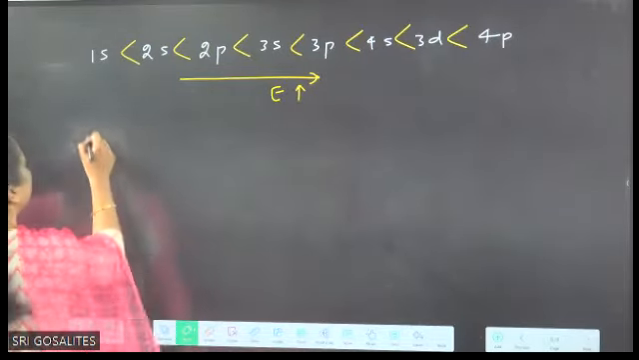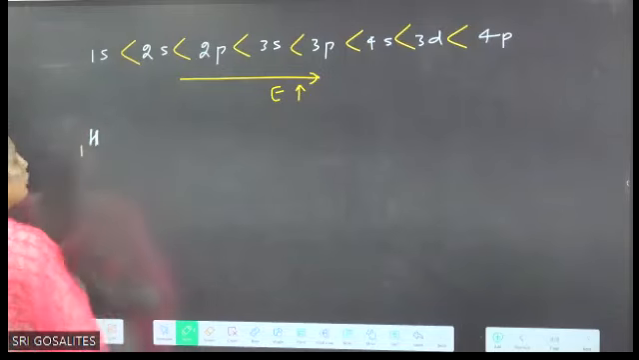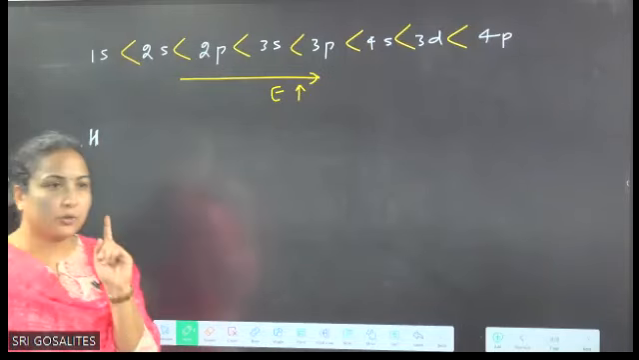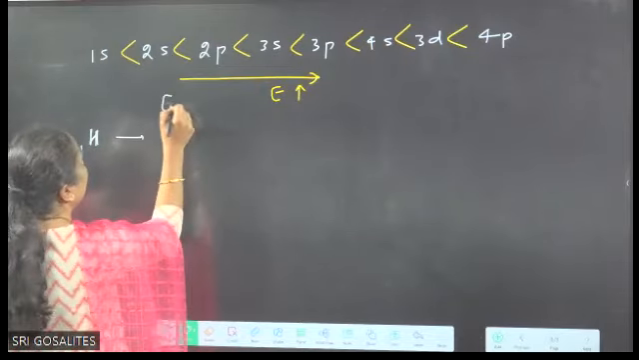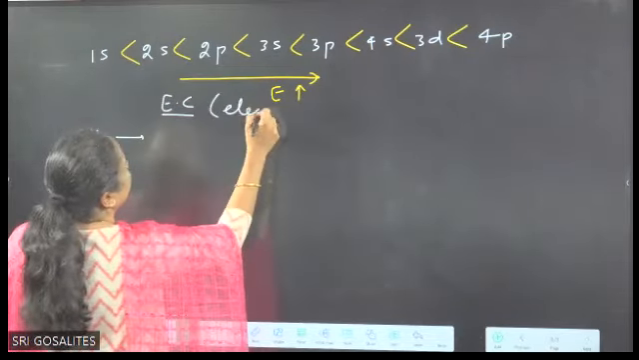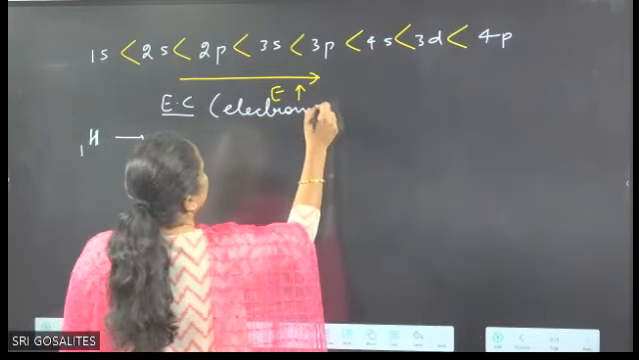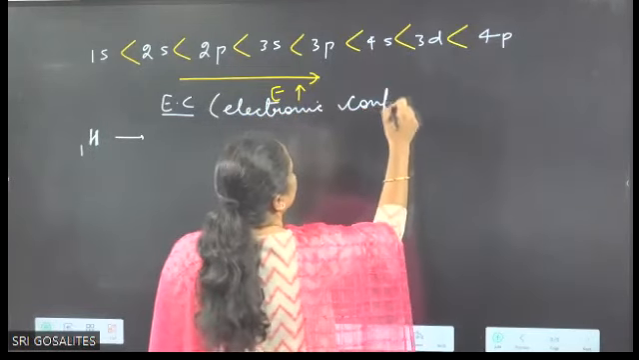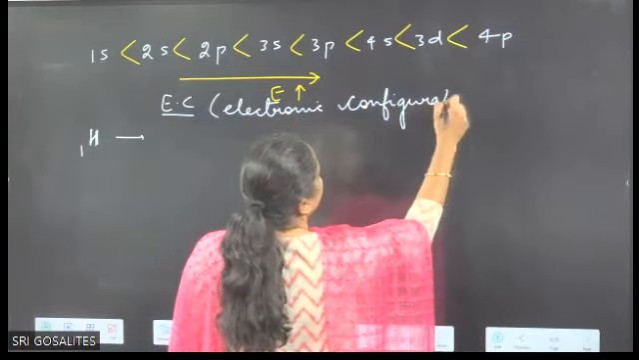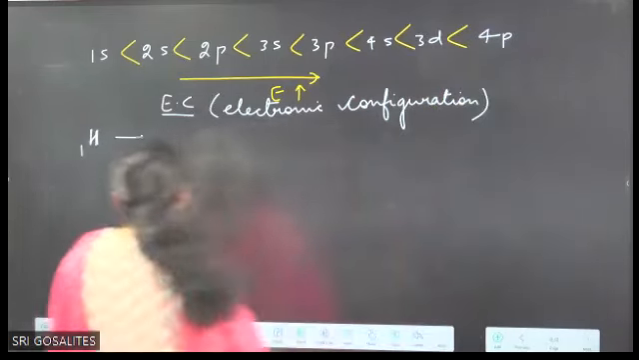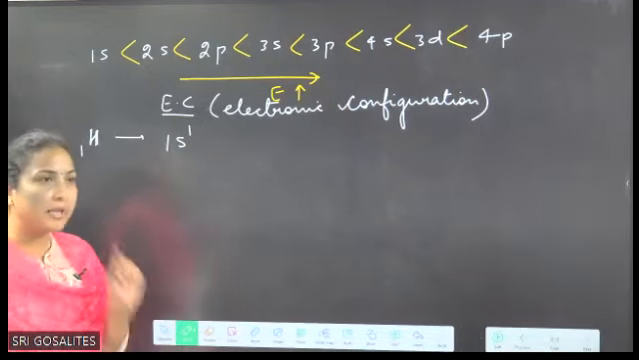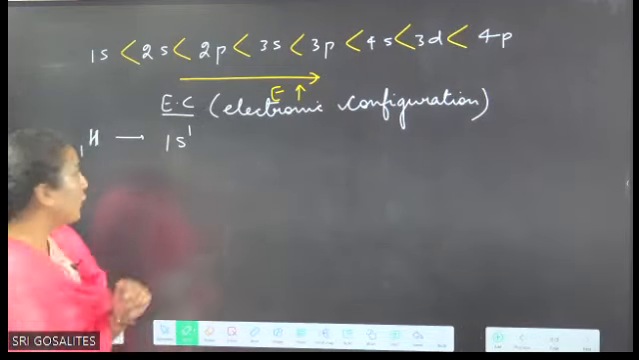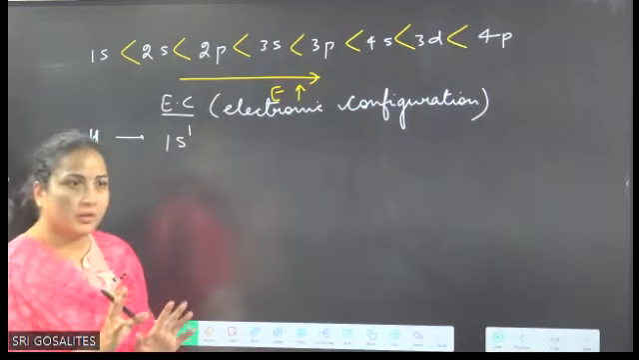Now suppose I am having hydrogen. Hydrogen, how many electrons does it have? Only one electron, right? So where should it go? I'm writing the electronic configuration, EC is electronic configuration. So hydrogen is 1, so where should it go? 1s1. Are you able to see what I'm writing? 1s1. The 1 will be on top of it.